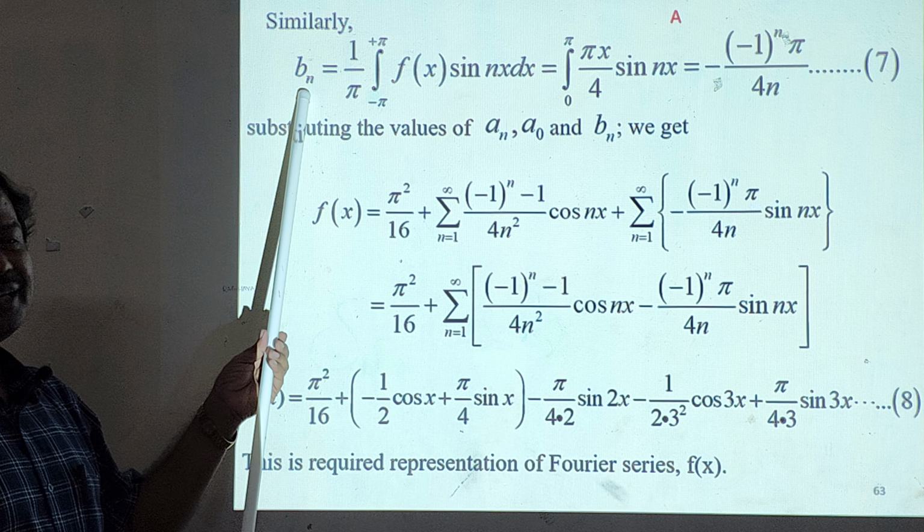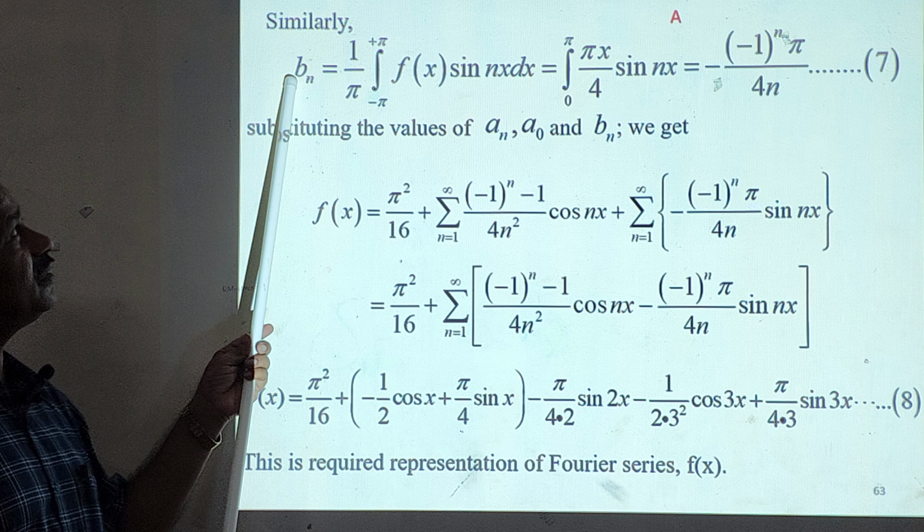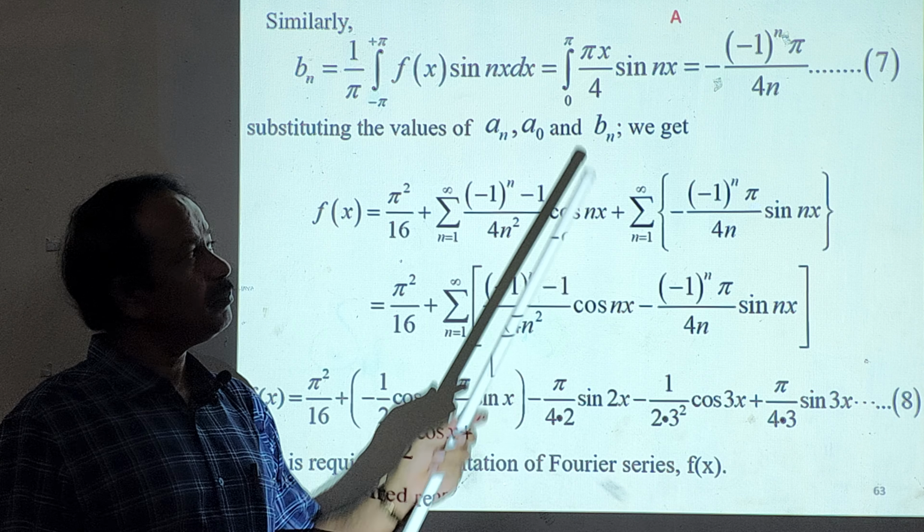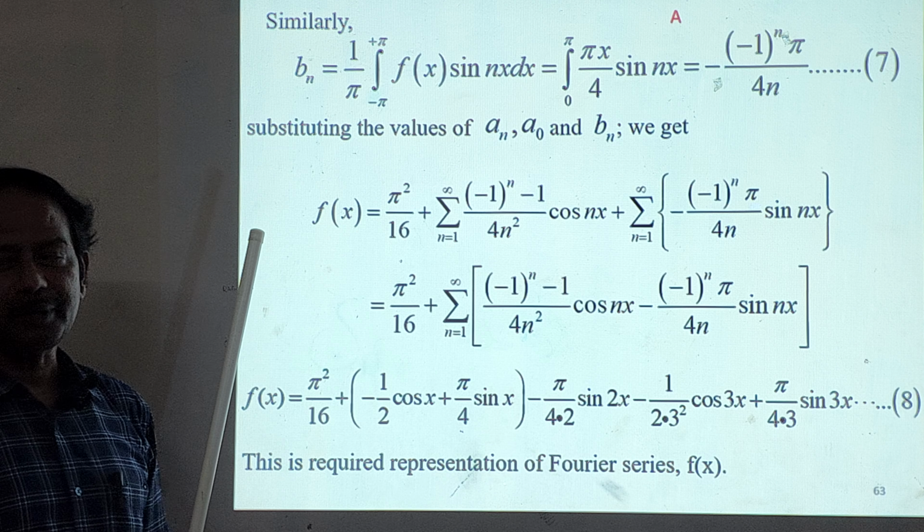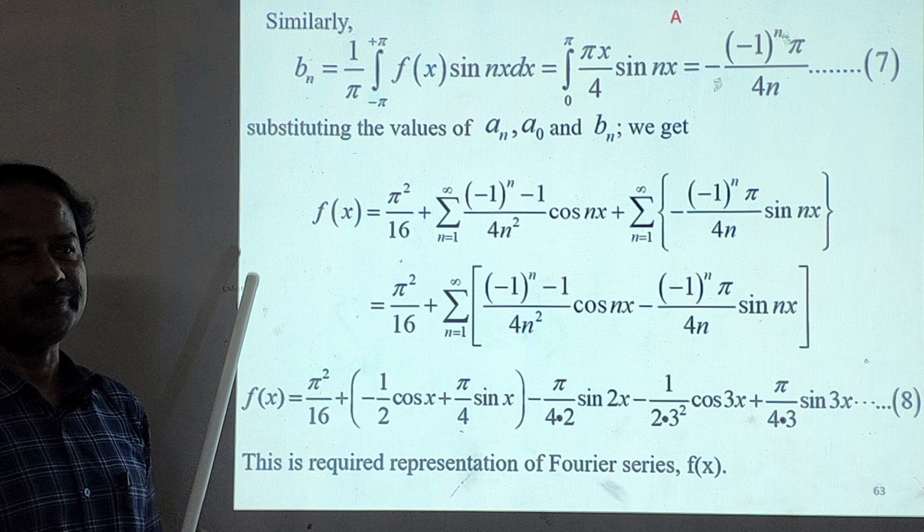What would be bn? Bn, as we discussed earlier, this is an assignment. So you will get the answer as minus 1 to the power n, pi divided by 4n, for bn.